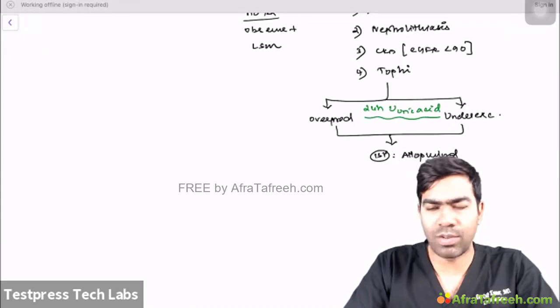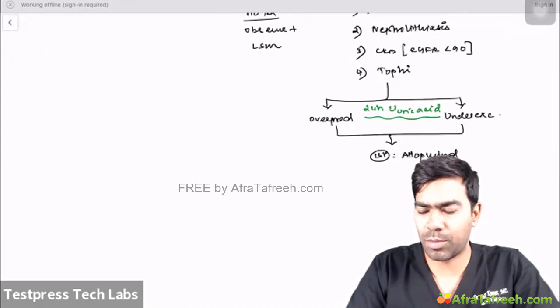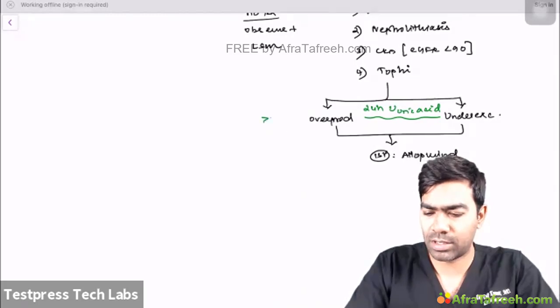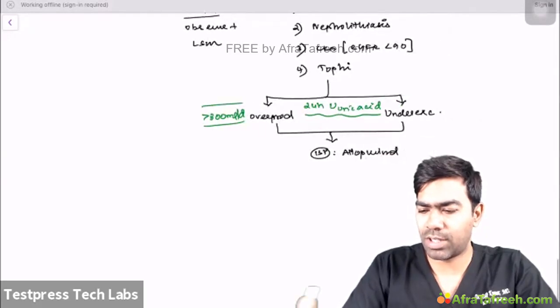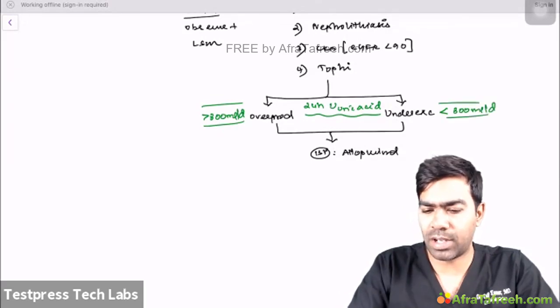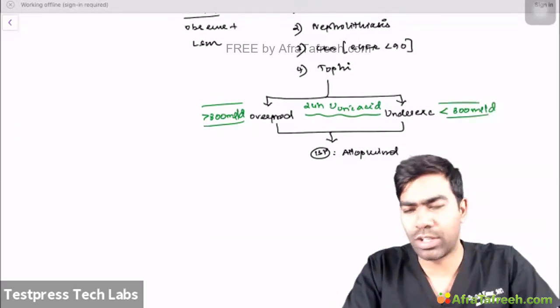Suppose in the 24-hour urinary uric acid that you do, if the amount of uric acid that is generated is more than 800 milligram per day, that will be called overproduction. If the patient in the presence of hyperuricemia is excreting less, that is less than 800 milligram per day, this will be termed as under-excretion. So you need to know the definition clearly, then only you start the treatment.